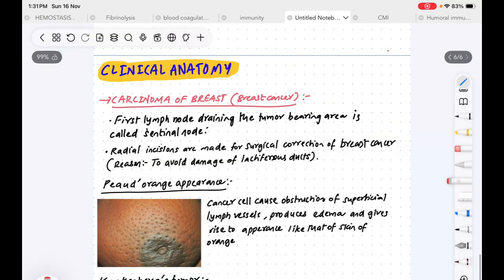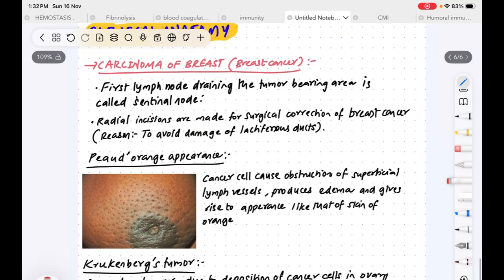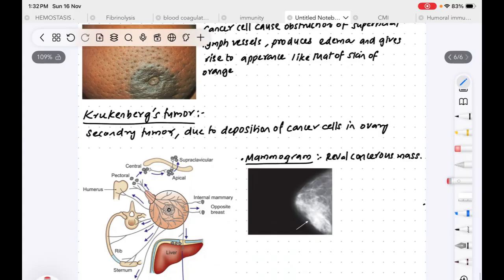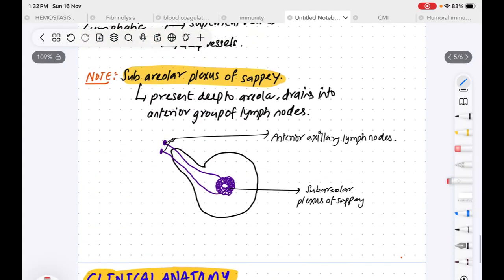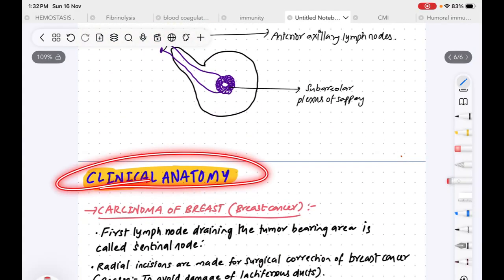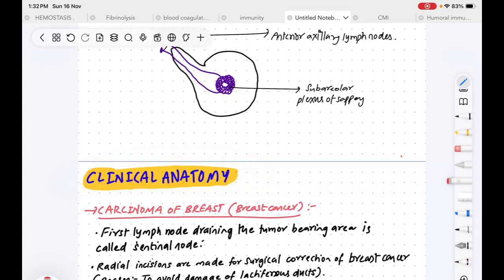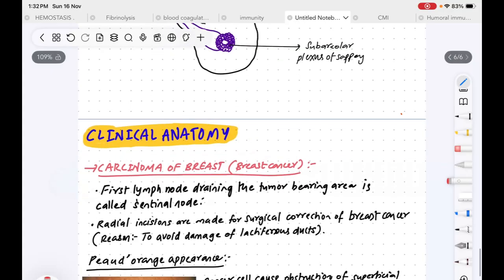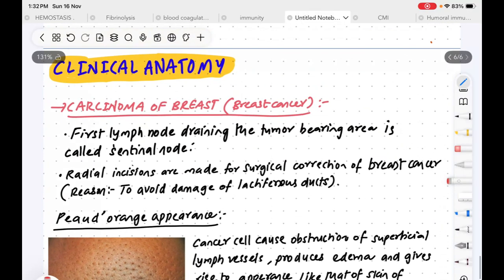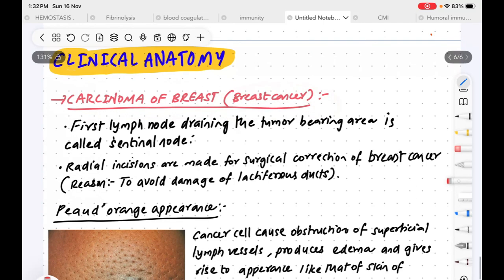And the last but not the least, a very important part of every concept in anatomy, the clinical anatomy. If you write clinical anatomy after every question in anatomy, if you at least write 2 to 3 points of clinical anatomy, you will be scoring very good marks. Next, in clinical anatomy we are going to discuss carcinoma of the breast, that is breast cancer. These are just facts, some points which you need to remember, that's it.